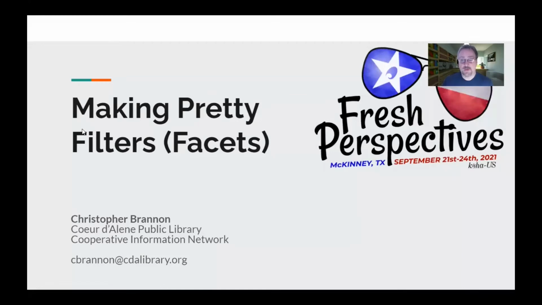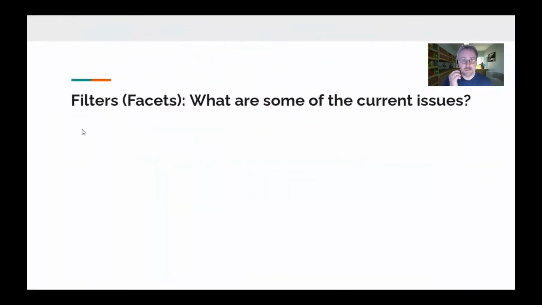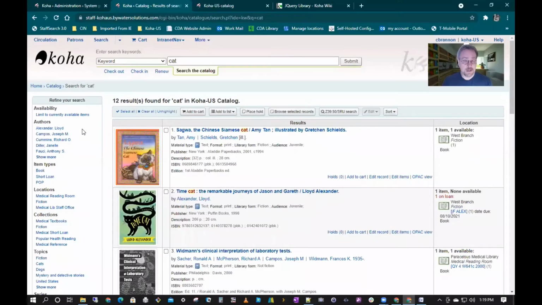So one of the things I want to start off with is looking at the filters. What are some of the current issues, at least what are some of the current issues that I'm seeing, that I perceive? To start off with, I notice that sometimes facets can be quite long and involve a lot of scrolling. The demo catalog only had a little bit over a page worth of facets showing, but you had to scroll down to see it all.